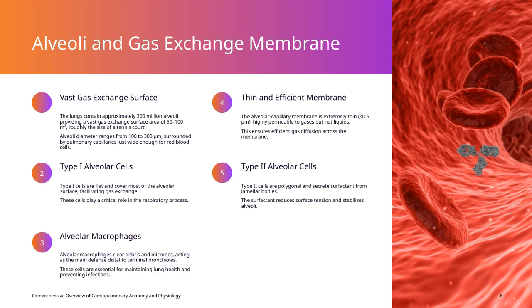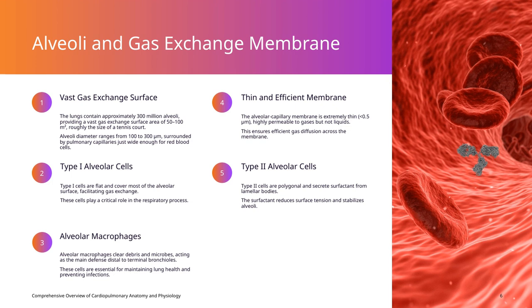Speaking of that membrane, it's remarkably thin, less than half a micrometer thick. This thinness makes it highly permeable to gases, which is essential for quick and efficient diffusion. However, it's selectively permeable, meaning it doesn't allow liquids to pass through easily, maintaining the proper environment for gas exchange.